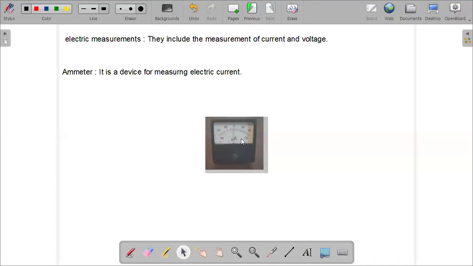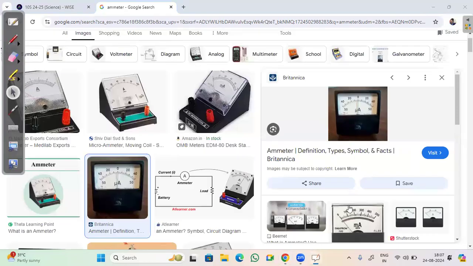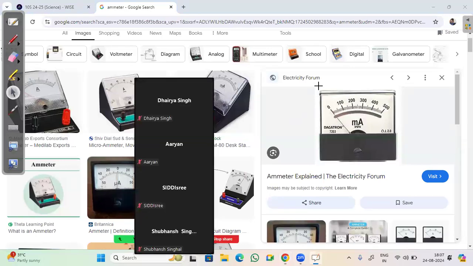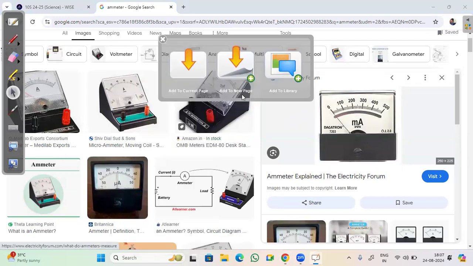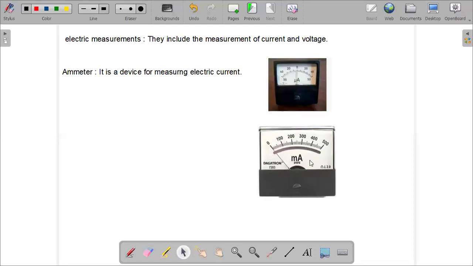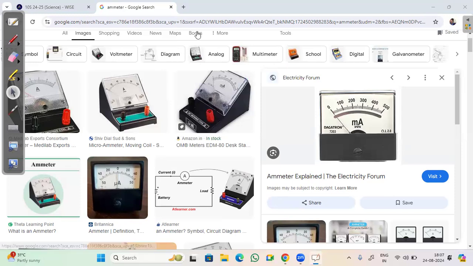See, I'm giving you these devices. This is one of the devices. Here I spot another ammeter, this one. See, another ammeter is given. What is the difference between these two ammeters?